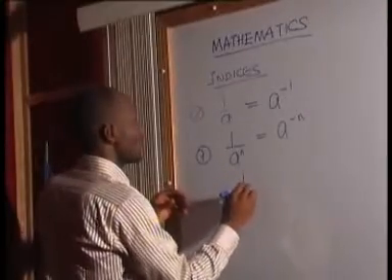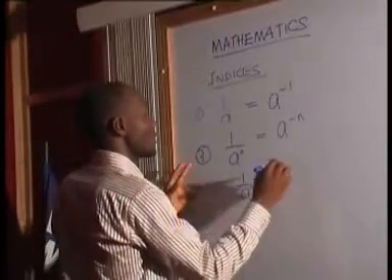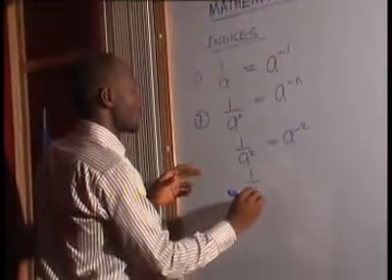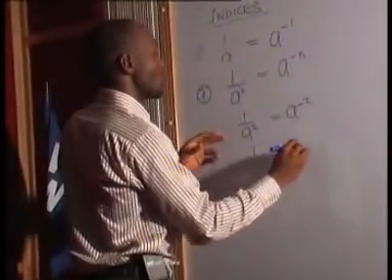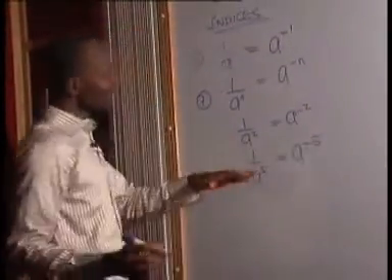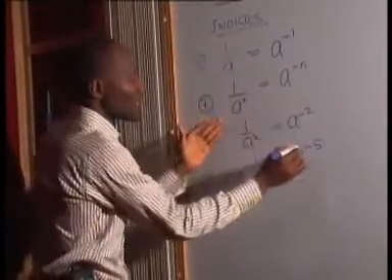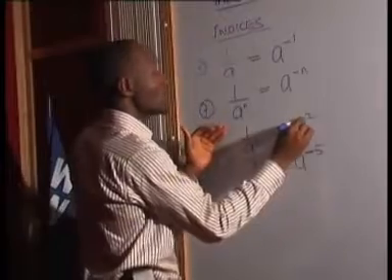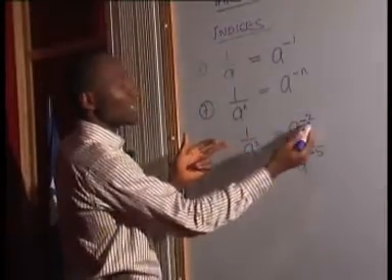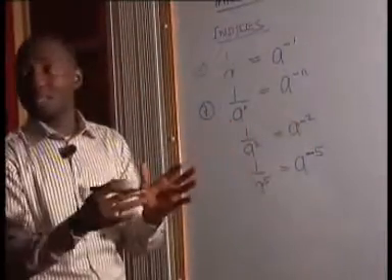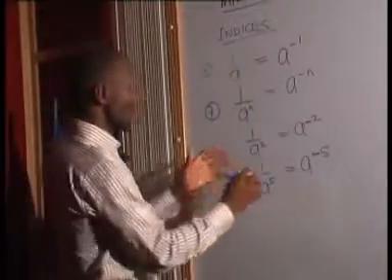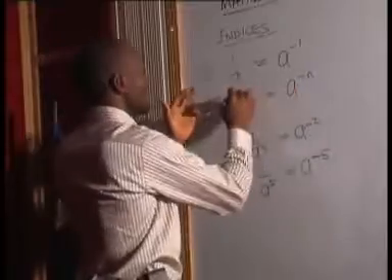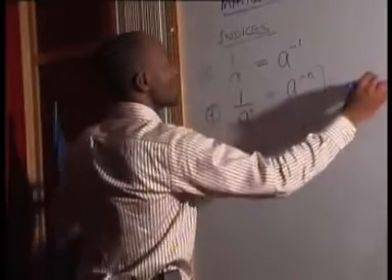For example, 1 over A raised to power 2 is the same thing as saying A raised to power minus 2. 1 over A raised to power 5 is the same thing as saying A raised to power minus 5. If you look at it very well, it's actually this 1 over that is bringing the negative. So this power here will take a negative sign if you remove this inverse. Are we there? So you have 1 over A raised to power 5, you have this. Generally, this one is true.